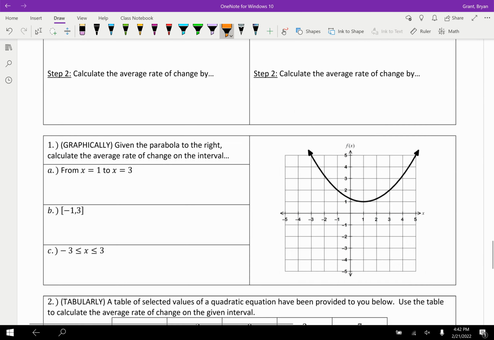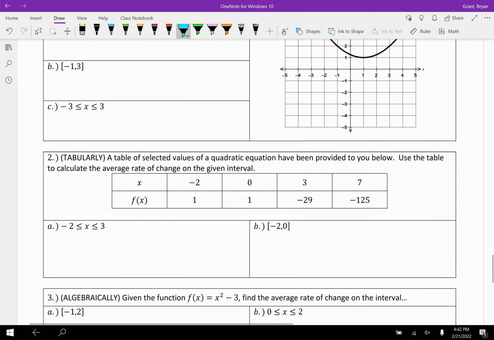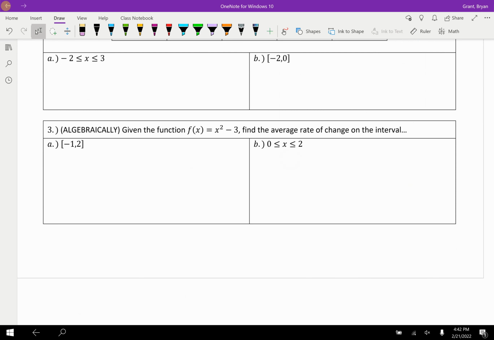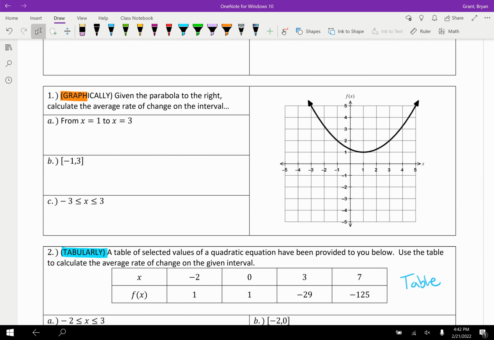The first situation is graphically. If you're given something graphically, it means they will give you a graph, and you have to find the average rate of change there. The second situation is tabularly. It's always a tough word for me to say, and that means that they are going to give you a table of values. And from that table, you need to find the average rate of change. Last but not least, you are going to be given some sort of equation, and so we say we are going to find the average rate of change algebraically. I tried to list these in what I think is probably easiest to hardest, or at least least work to most work. So we'll start with graphically.